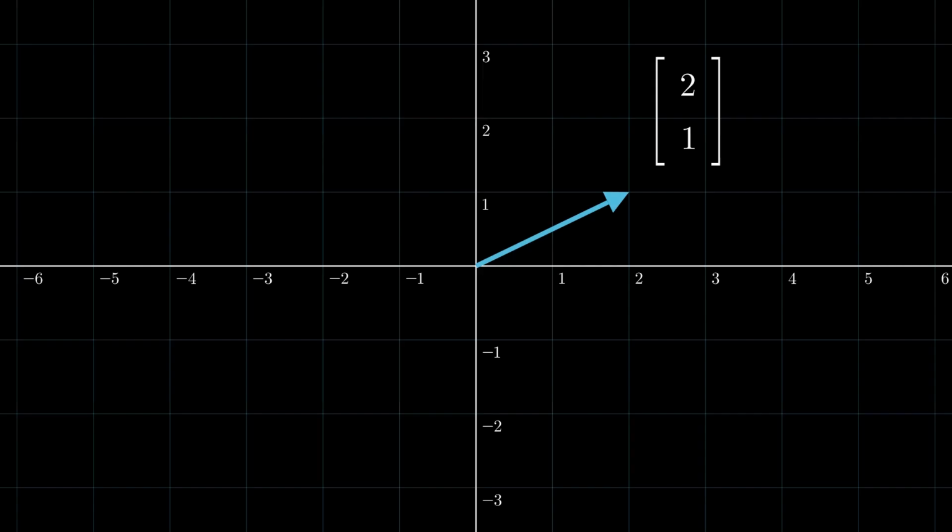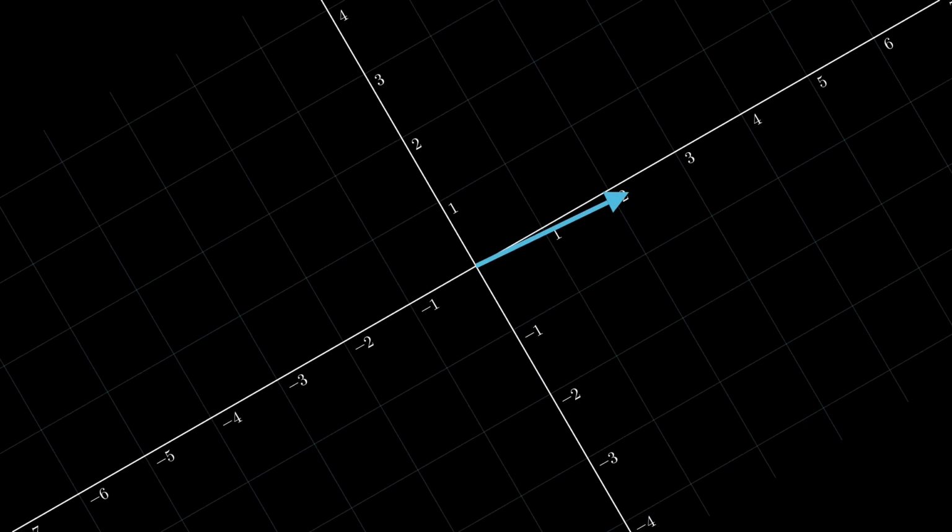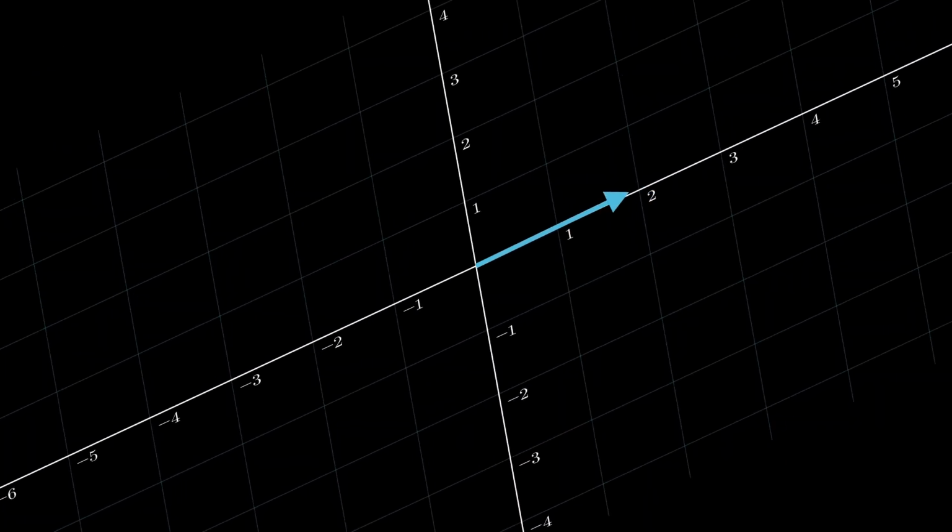This distinction becomes even clearer when we change the coordinate system itself. Imagine rotating the axes or choosing axes that are no longer perpendicular. The vector has not moved. It still has the same magnitude and still points in the same direction. Yet the numbers that describe it are now different. The coordinates change because the language we use to describe the vector changed. The vector itself did not.